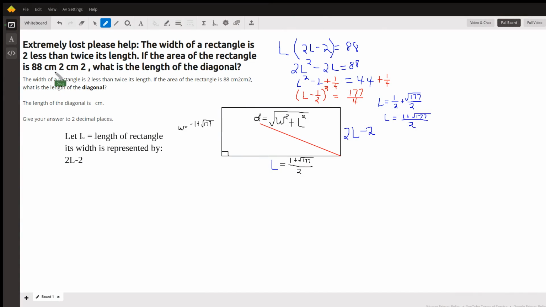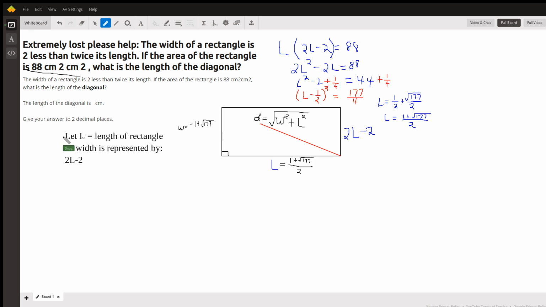Okay, here we go. We've got a rectangle where we're told the width is 2 less than twice its length. We're given its area, and we're supposed to find out the length of the diagonal, which is this red segment right here. Okay, so here's what we're going to do.